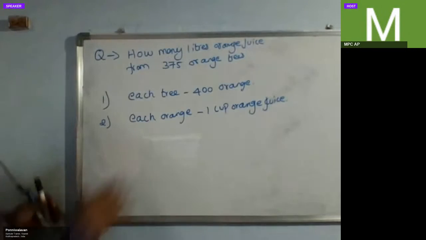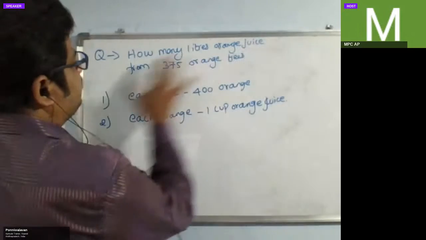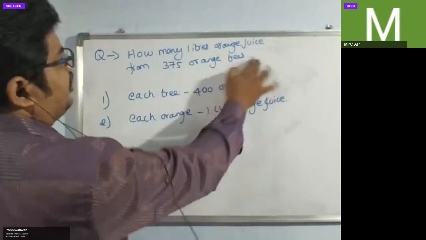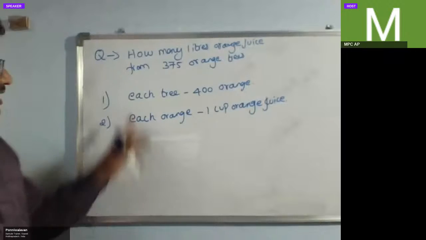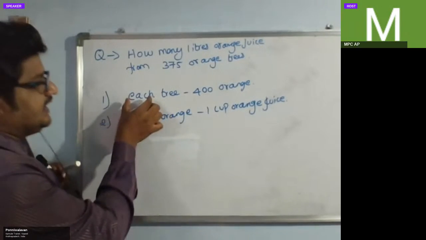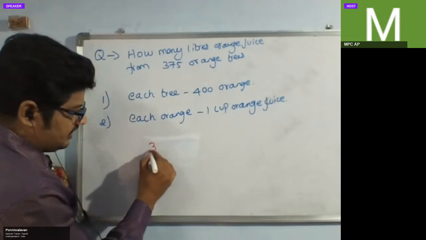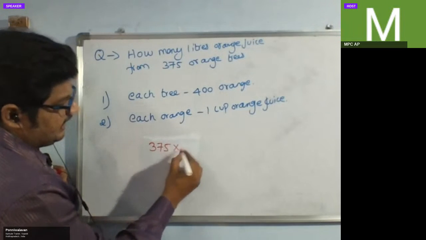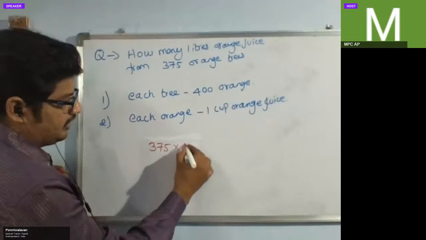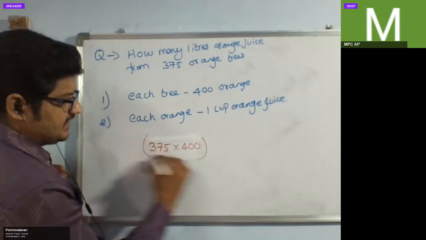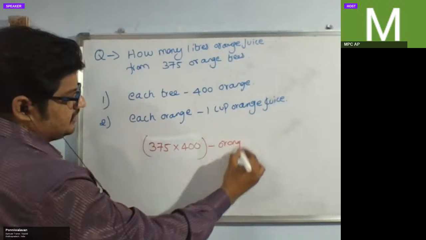Okay, listen. How many liters of orange juice from 375 orange trees? Okay. What is the first statement? Each tree produces 400 oranges. That means we have 375 trees and each tree produces 400. We will get this many oranges.